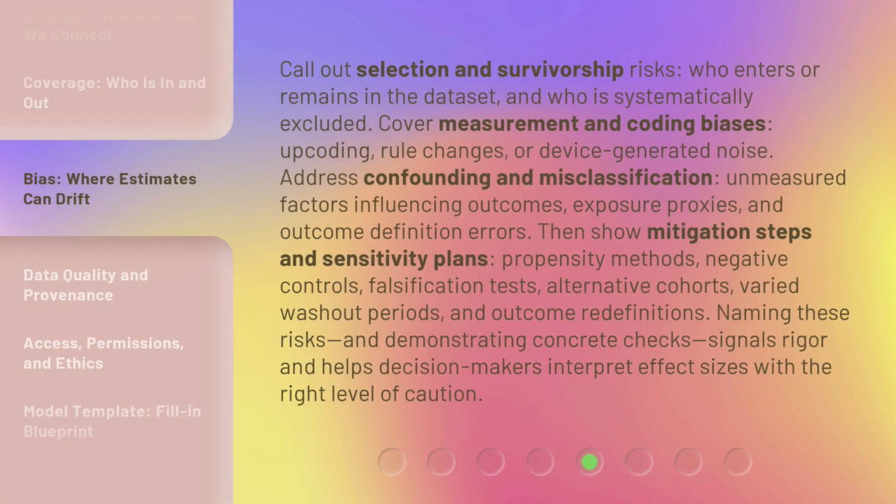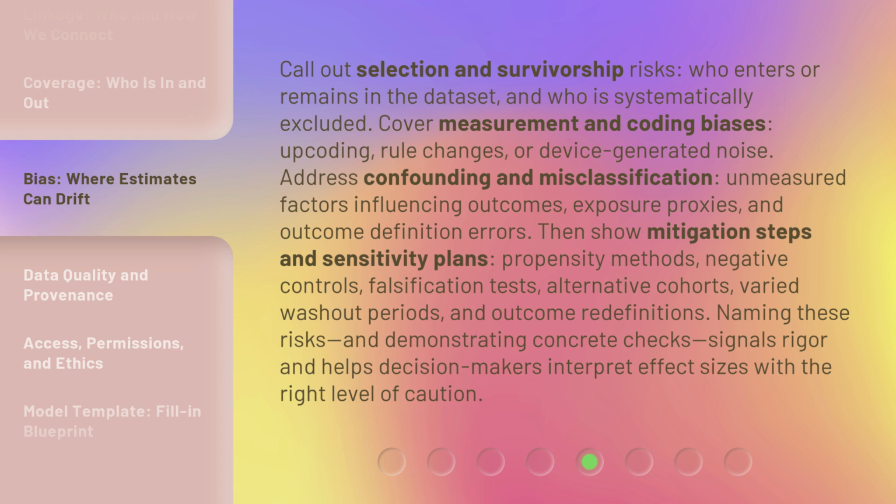Call out selection and survivorship risks: who enters or remains in the dataset, and who is systematically excluded. Cover measurement and coding biases, upcoding, rule changes, or device-generated noise. Address confounding and misclassification: unmeasured factors influencing outcomes, exposure proxies, and outcome definition errors.